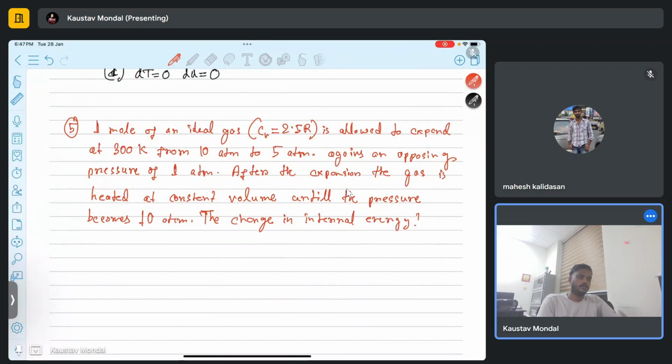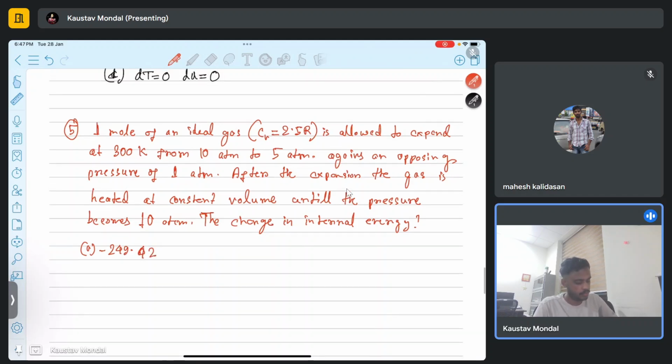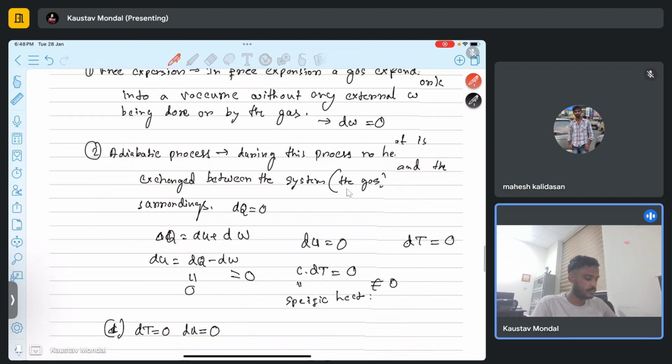So okay, this is a very big problem, so let me also write the options that are given. One is minus 249.42, all this is in joule. A, B is the option 648.4.92 joule. C is 0 joule, and D is 6235.5 joule. Okay, so this is the problem that is given here.